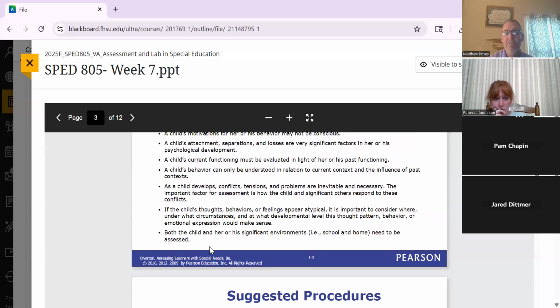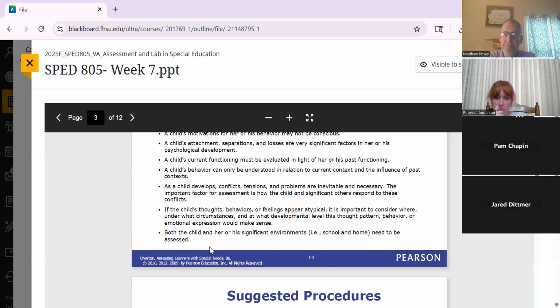We need to consider behavioral issues. Looking at the child's thoughts, behaviors, or feelings, do they appear to be atypical? It's important to consider where, under what circumstances, and what patterns of behavior and emotional expression occur. Do we see emotional issues? And then the last thing on holistic is looking at the child and his or her significant environment, comparing the school and the home. We need to assess those.